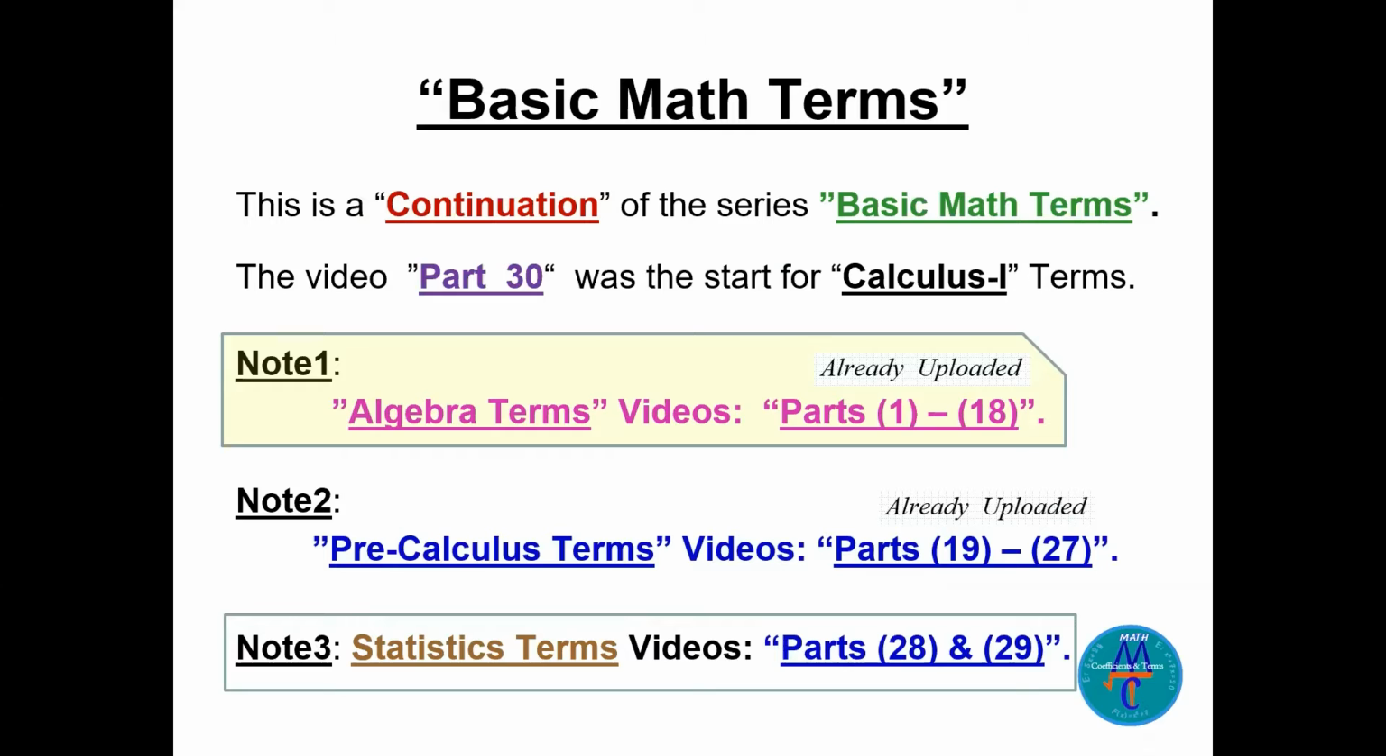This is basic math terms. I'm continuing with the Calculus 1 terms. The Calculus 1 terms started with part 30. And just a little note here, the algebra terms, you can find them in parts 1 to 18. Pre-calculus terms, you can find them in the videos parts 19 to 27. And the statistics terms were parts 28 and 29.